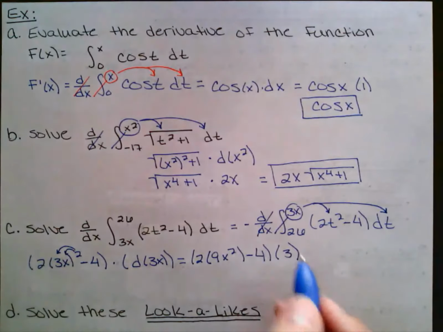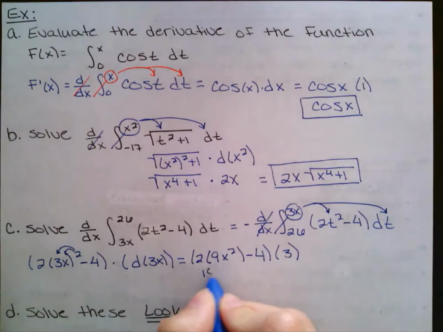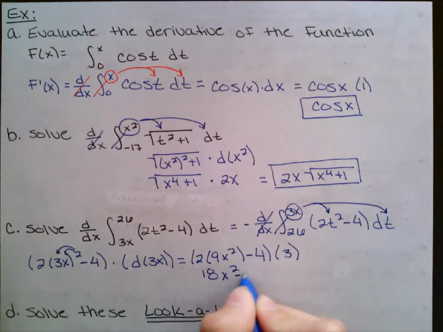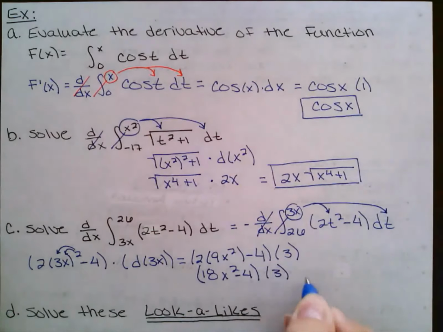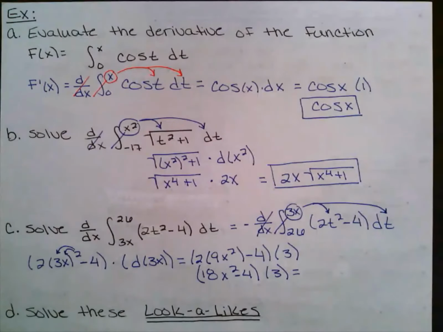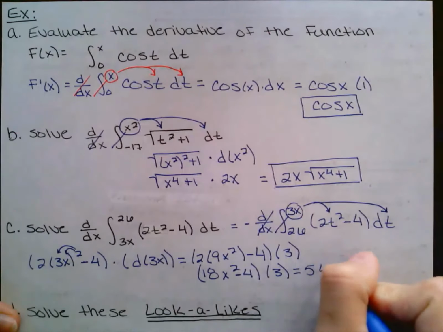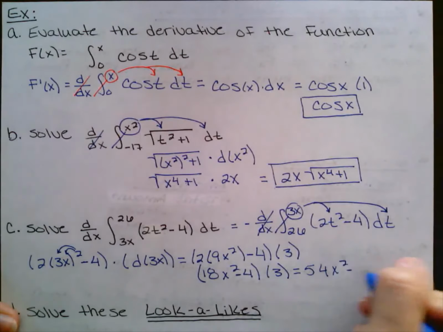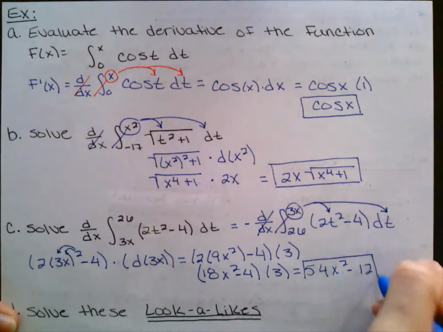Okay, so now the 2 and the 9 are going to get multiplied, and that's going to give me 18x squared minus 4, and then all of this times a 3. So I have a 54x squared minus 12, and I'm done cleaning this.